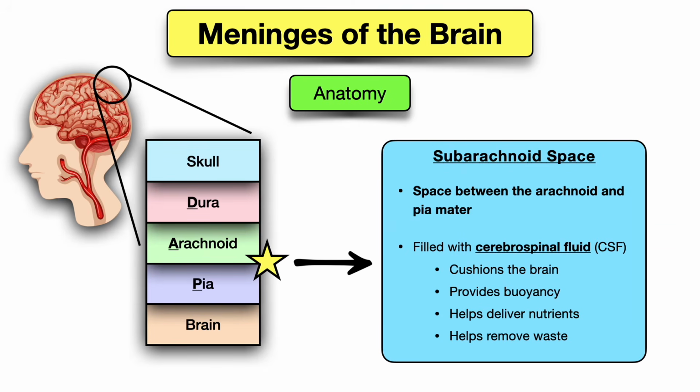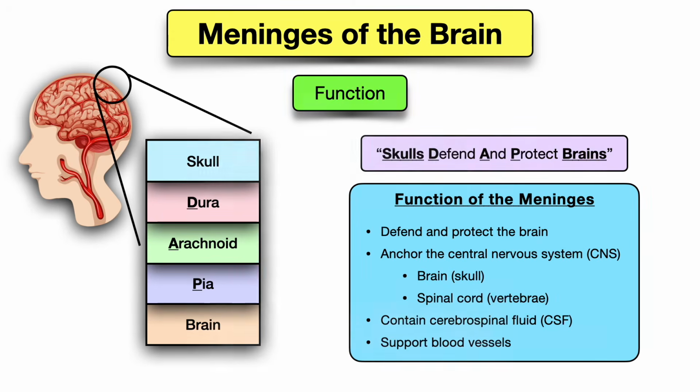The space between the arachnoid and pia mater is known as the subarachnoid space. And the subarachnoid space is filled with cerebrospinal fluid, which cushions the brain. It also provides buoyancy to reduce the effective weight of the brain and helps deliver nutrients and remove waste, among other functions.